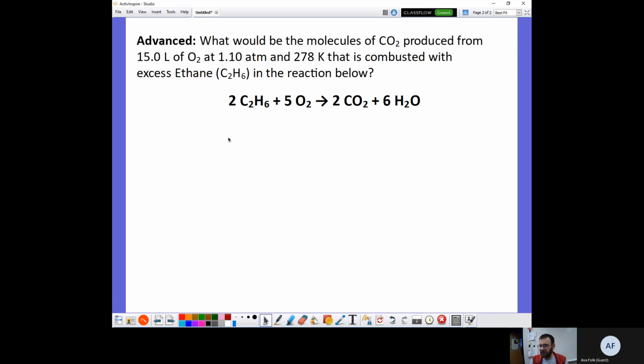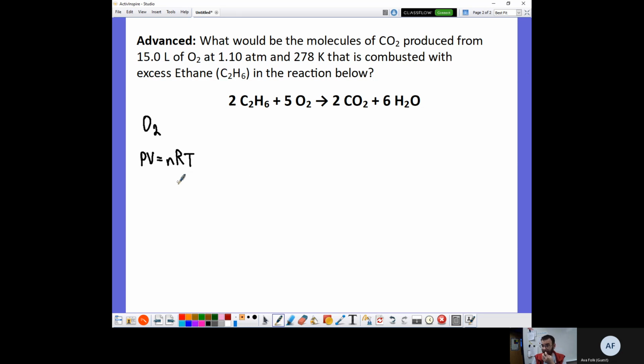So we've got liters, we've got atms, we've got Kelvin, so we can get moles very easily through PV=nRT. So that is exactly what I want to start with, as I'm going to be working here with O2, and I'm going to set up a quick little PV=nRT.